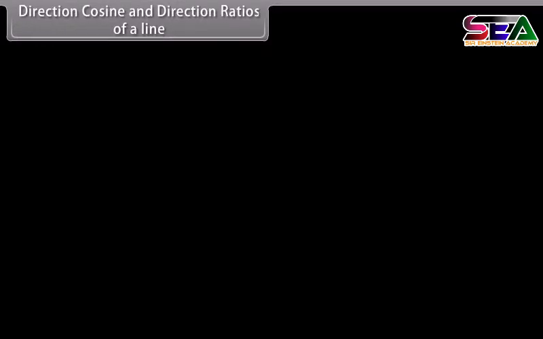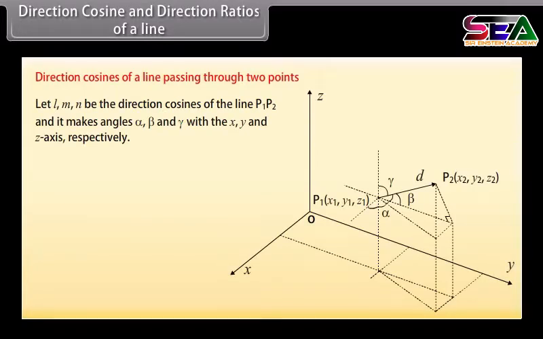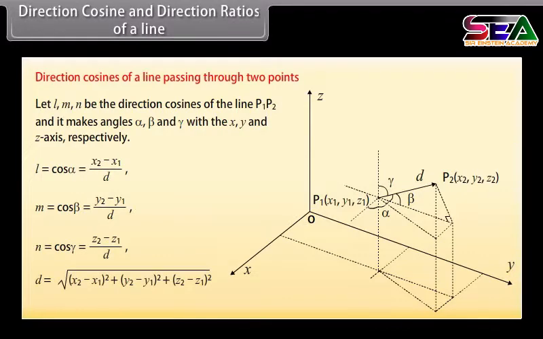Direction cosine and direction ratios of a line. Direction cosines of a line passing through 2 points. Let L, M, N be the direction cosines of the line P1P2, and it makes angles alpha, beta, and gamma with the x, y, and z axis respectively. The direction cosines are given as L equals cos alpha equals x2 minus x1 by d, M equals cos beta equals y2 minus y1 by d, N equals cos gamma equals z2 minus z1 by d, d equals square root of x2 minus x1 square plus y2 minus y1 square plus z2 minus z1 square.